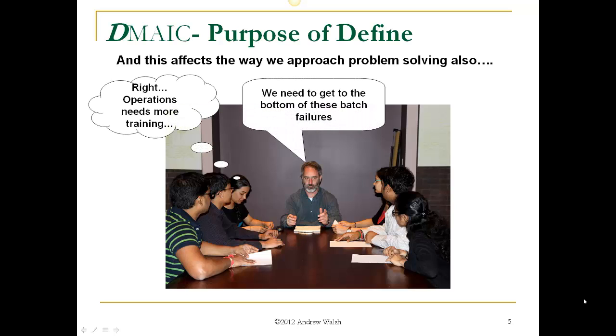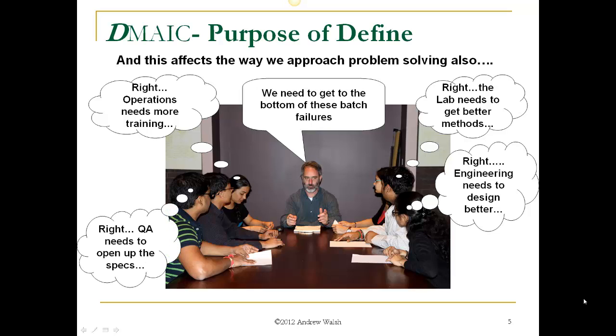And this affects the way we approach problem solving also. We need to get to the bottom of these batch failures. Right, operations needs more training. Right, the lab needs to get better methods. Right, engineering needs to design things better. Right, QA needs to open up their specifications.